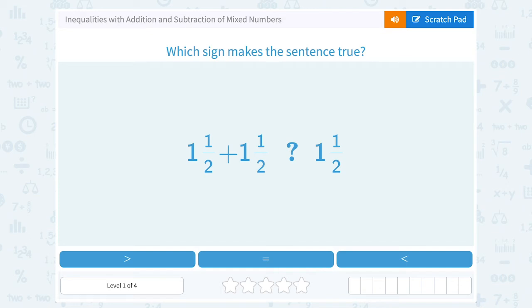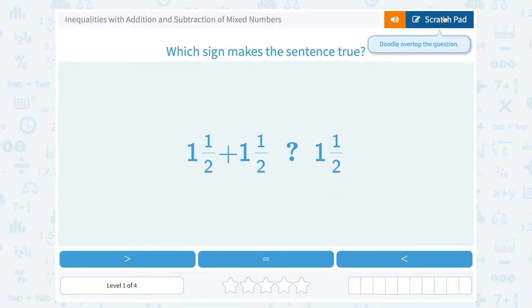Let's take a look at inequalities with addition and subtraction of mixed numbers. Which sign makes the sentence true? 1.5 plus 1.5, is it greater than, equal to, or less than 1.5?